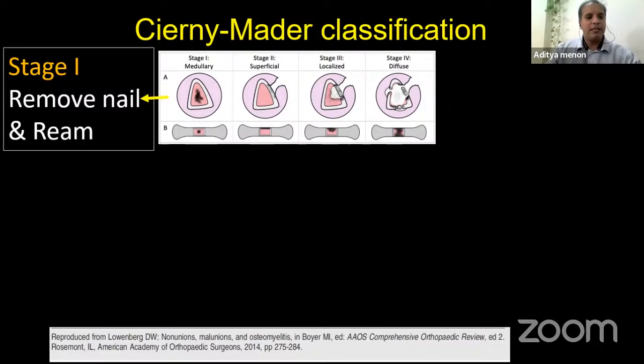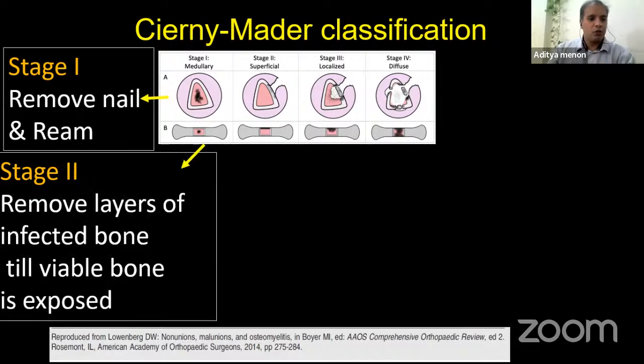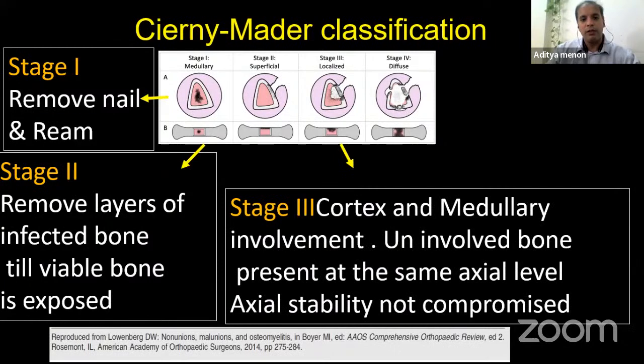As far as the treatments are concerned, clinically we can say that stage 1 would be removal of the nail and draining, or, in a medullary osteomyelitis in a pediatric case, make a cortical window and scrape or do a medullary reaming. Stage 2, where we have superficial osteomyelitis, we should ideally remove or saucerize the cortex till we get viable bleeding bone. Try not to expose the medullary canal, because then we would be introducing the infection from outside to the medulla, which in type 2 is uninvolved.